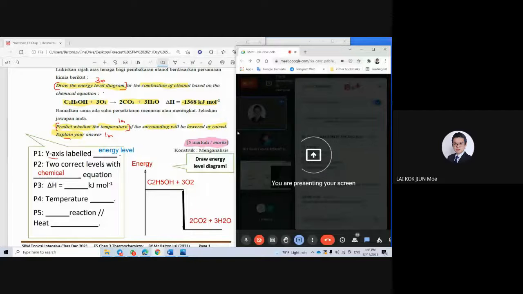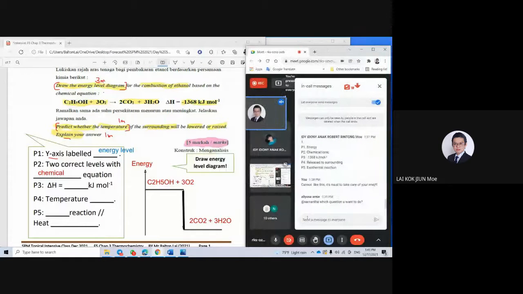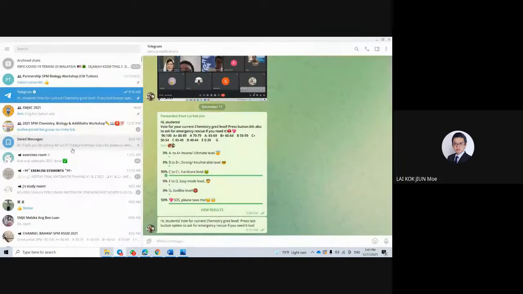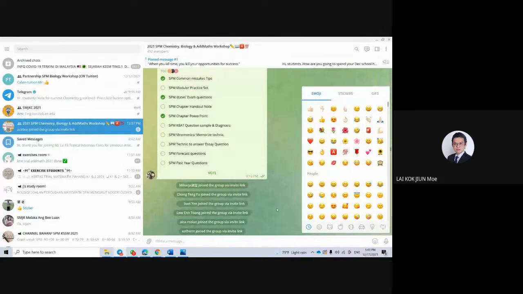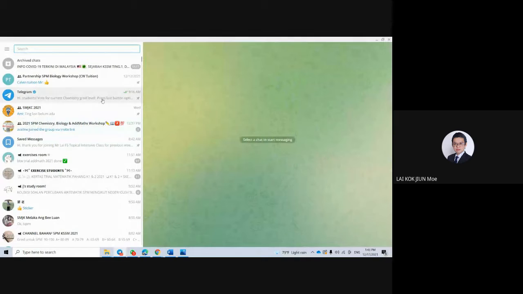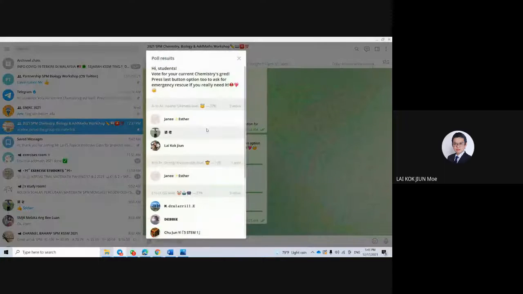Oh, have you done the polling? I asked students to work on it in the Telegram. How many of you think that you can score A+ in the A level? Later you go to the Telegram and help me work on it. I want to see how many of you can get A. If you haven't worked on it, later you all work on this question.